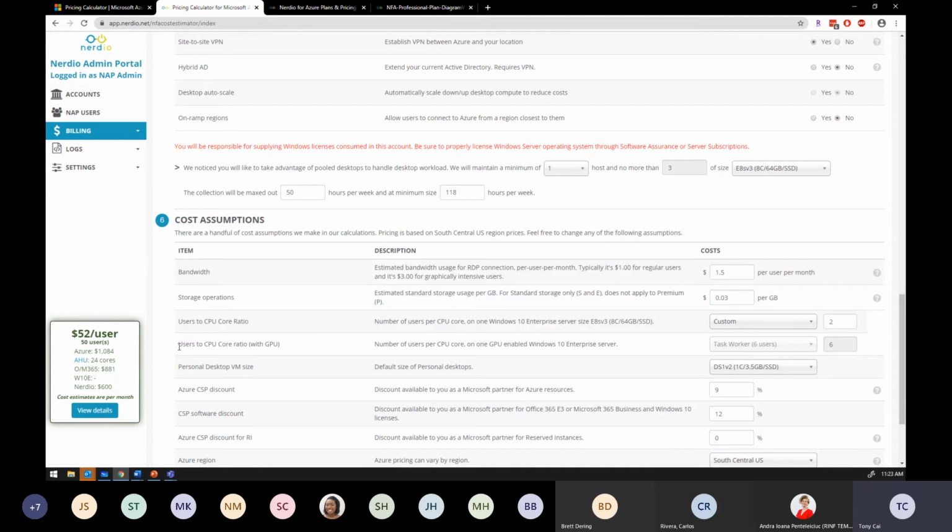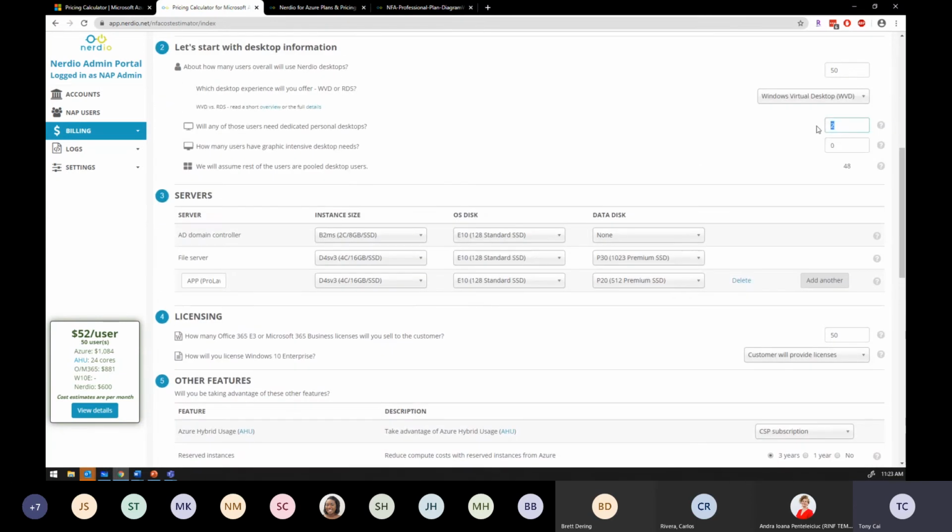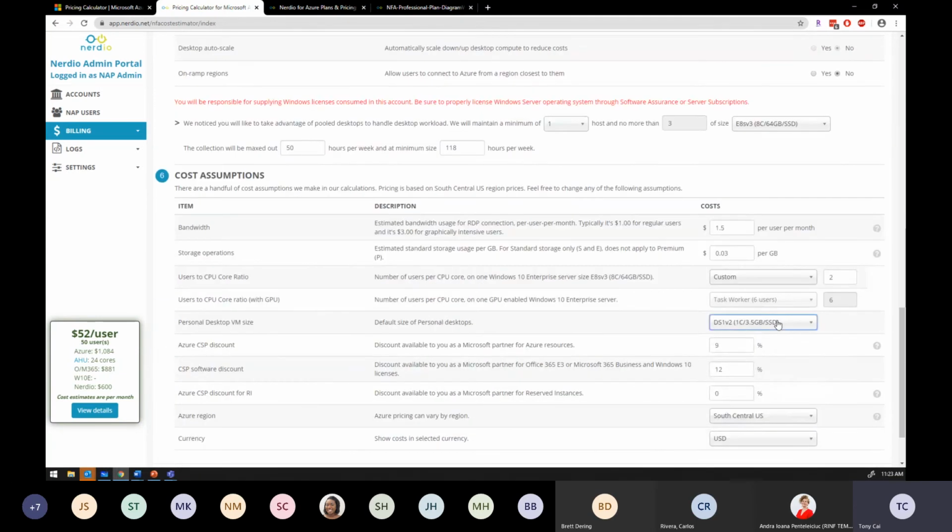If you're using GPUs, you can specify the user to core ratio for GPUs here, which is grayed out because we don't have any GPUs. And then we have your personal desktop size, right? Remember those 2 partners that require personal desktops that we specified? Let's actually give them 4-core 16 gig of RAM machines, right? Dedicated to them. And then over here, we enter in our CSP discounts.